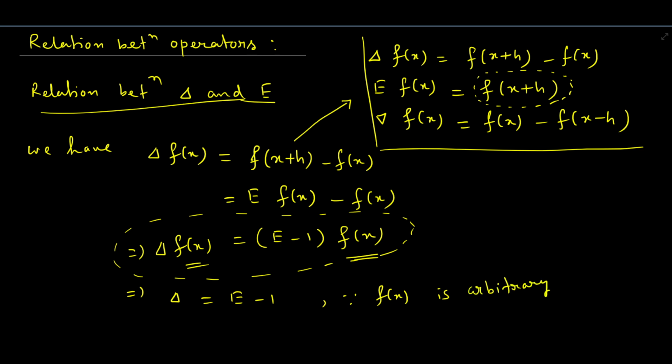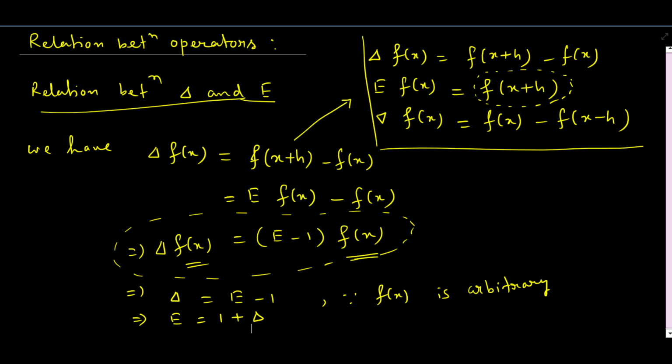Arbitrary means it may be any function: f of x, g of x, some sine function, some log function. It may be any function. That's why we have written f of x is arbitrary. So finally, what relation do we have? Delta equals E minus 1, or you can write E equals 1 plus delta. So this is the relation between delta and E. There are some other relations also. Let us prove one more.